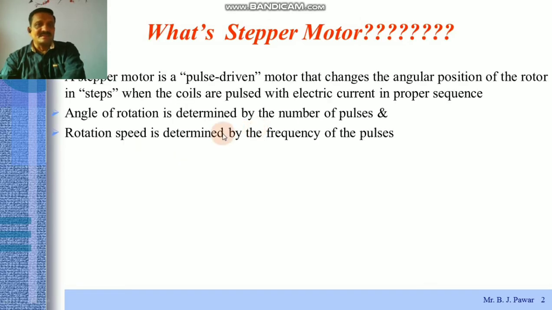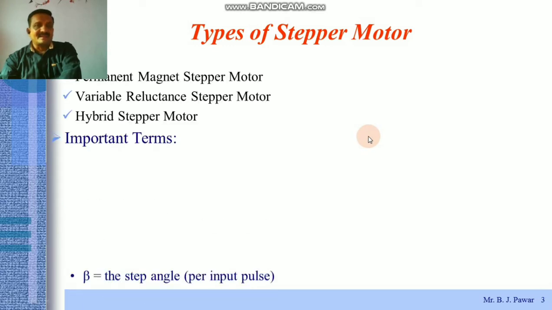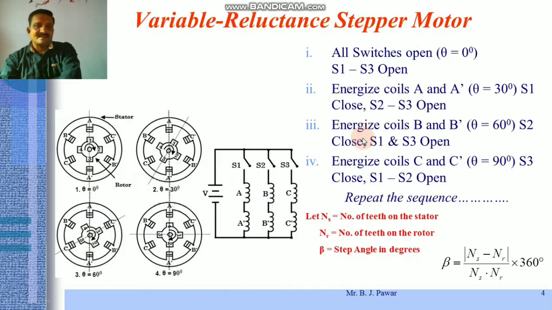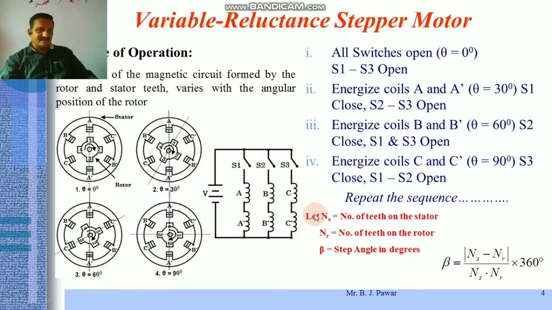Okay, that's why in the previous slide one point was mentioned, that is the rotation speed. It is determined by the frequency of pulses. At what rate we are applying those pulses will decide the speed of that rotor.